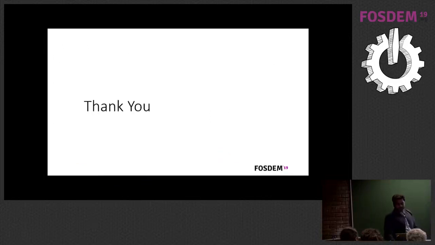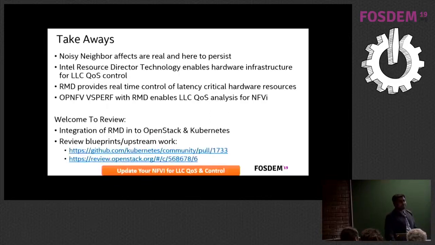Any questions? Do you assign cache to a process or to a CPU core? You can do both. Kernel 4.14 and above supports assigning cache per process. So your process can be moving across the cores if you want, and the cache is still guaranteed for that process. Any other questions? Okay, thank you.